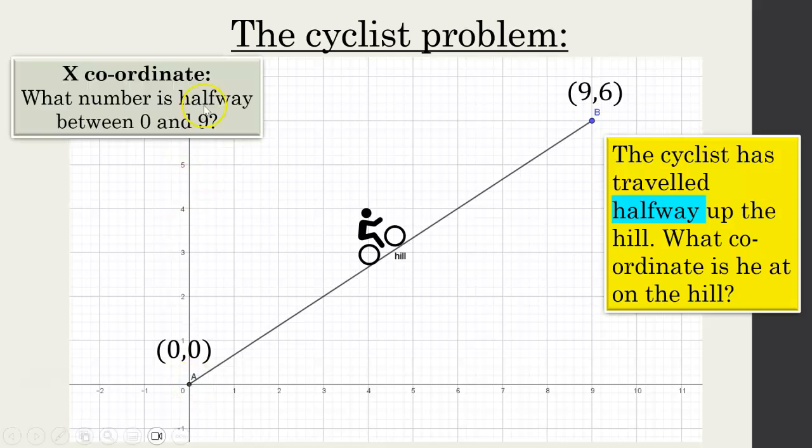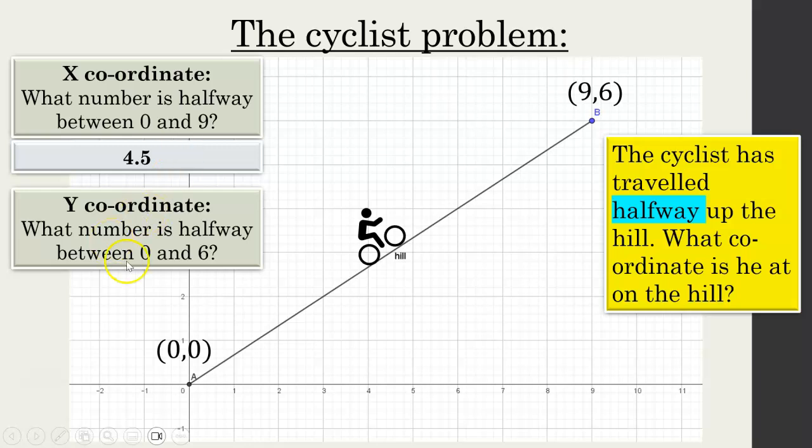Now, the question is, we're looking at halfway. So what number is halfway between 0 and 9? He's gone halfway across. So what number is halfway between 0 and 9? Well, it's 4.5. You can think about it because 4.5 times 2 is 9. So that would be the halfway point between 0 and 9.